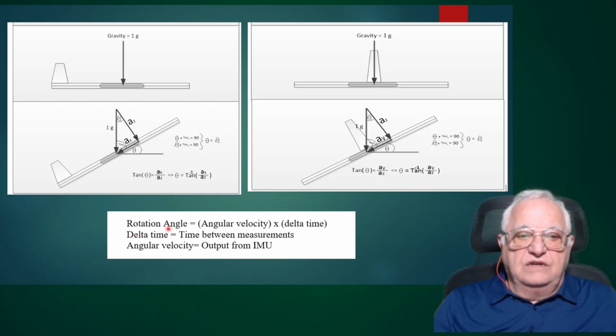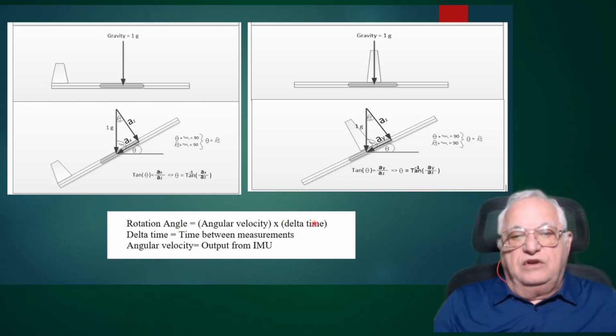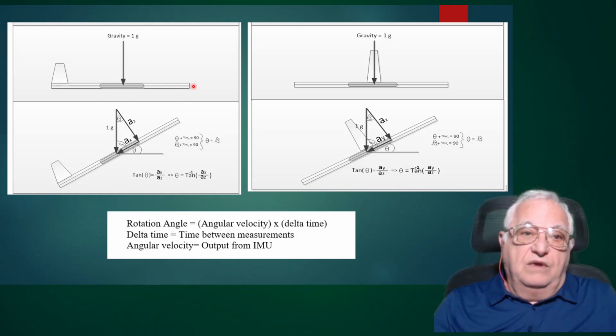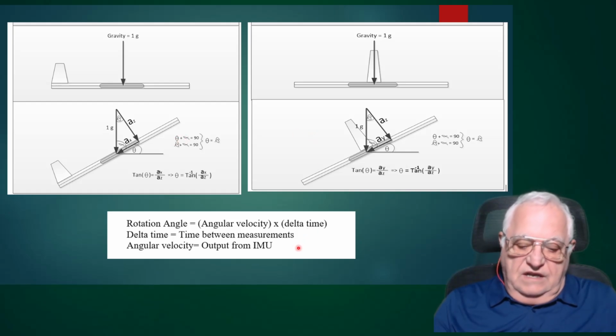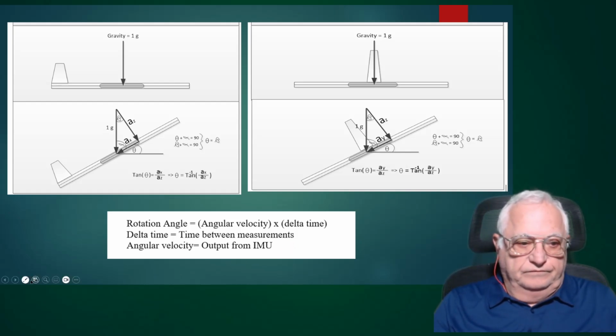So the rotation angle is going to be equal to the angular velocity, which we get from the IMU, multiplied by the time. So what it amounts to is we read angular velocity and we figure out what is the change in angle, and then we add or subtract from the current angle. So that's how we do that. So basically what I'm telling you right now is from acceleration we can figure out the pitch and roll, and also from using the gyroscope we can figure out the pitch and roll.